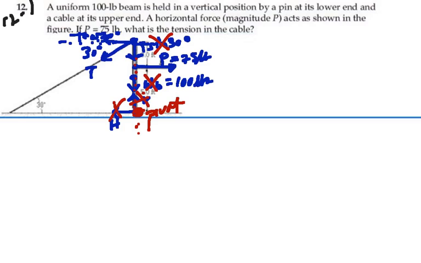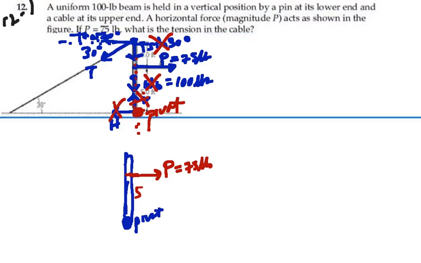In other words, if we choose the pivot as our rotation axis, then looking at the beam about that pivot, we really only have two forces. We've got a P force of 75 pounds acting with a moment arm of 5 feet, and then we have a T cosine 30 degrees acting with a moment arm of 8 feet.